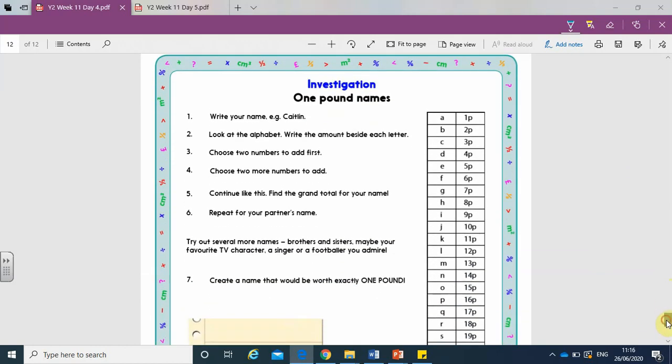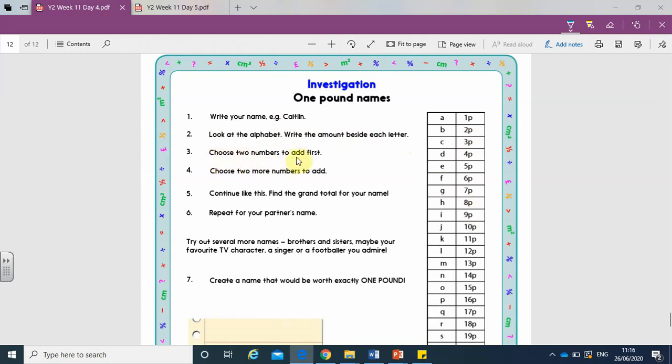And an investigation. £1 names. Write your name. There's an example here. Look at the alphabet and write the amount. So they would use a C, 3 pence, an A, 1 pence, an I, 9 pence, etc.